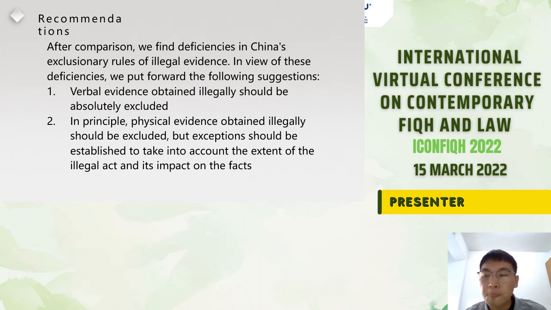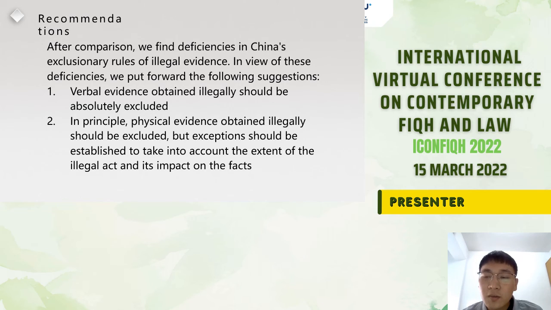And why did we choose these two kinds of evidence? Because verbal evidence is totally obtained from the accused person, so if the measure of obtaining it is illegal, then it cannot be believed by the prosecutor or the judge, because it is some kind of human rights issue.